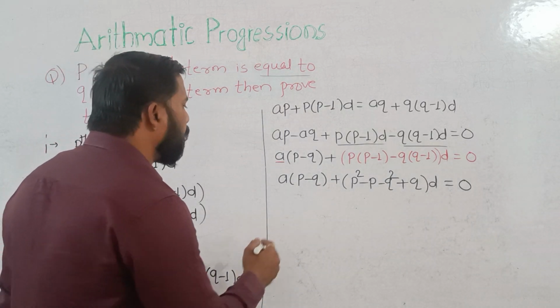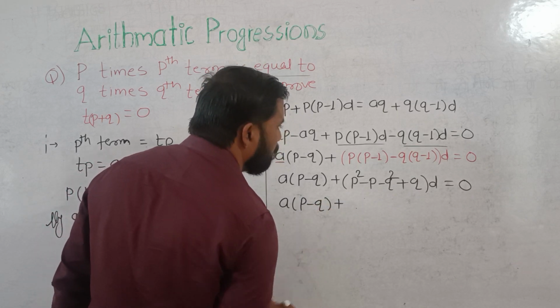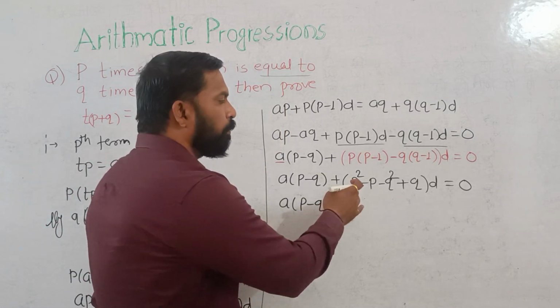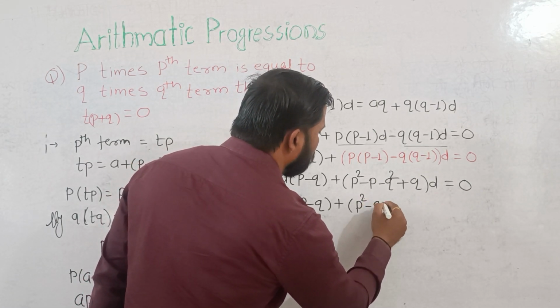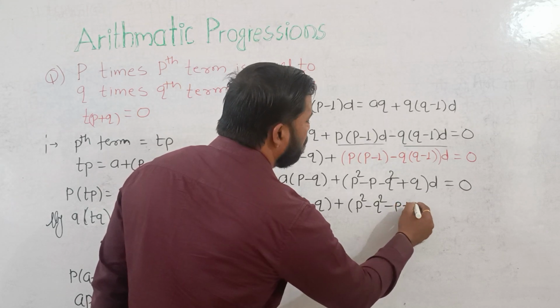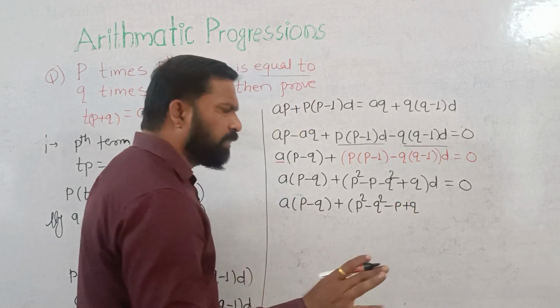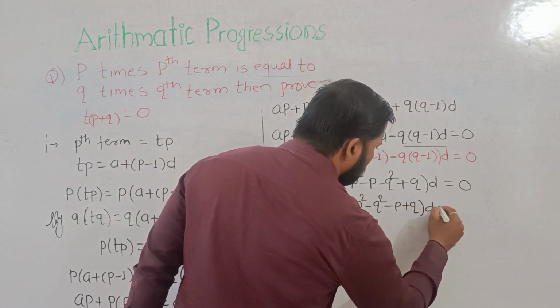Now we are going to write them properly as it is, plus, what should I do now here? p square minus q square I can write together, p square minus q square. Then what else remains? Minus p plus q. I have not done anything in it. I just rearranged their values and wrote them as it is.